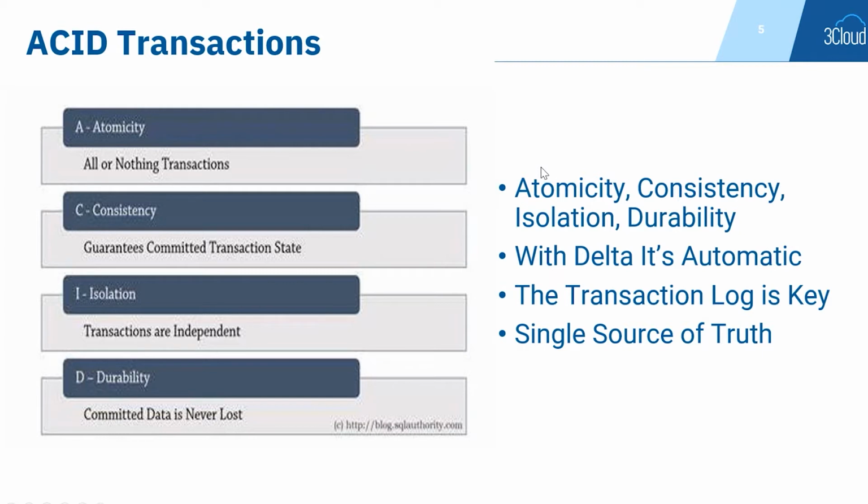And of course, we all know what ACID transactions are. We have them with typical relational stores like SQL Server and Oracle and other database systems. They bring atomicity, consistency, isolation, and durability to your transaction. And with Delta, it's automatic.